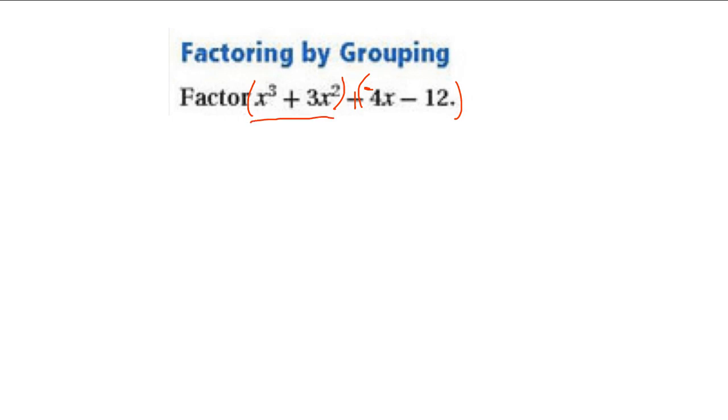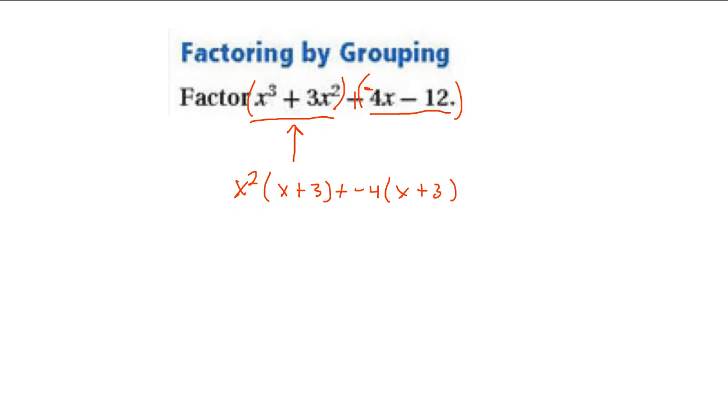So what's the greatest common factor in this first parenthesis? X squared. So I'm going to factor out an x squared. If I factor out an x squared, I'm left with x plus 3. What is the greatest common factor here? Negative 4. I'm going to go with the negative 4, and I'll tell you why. If I factor out a negative 4, I'm left with x plus 3. Why did I factor out a negative 4 and not a positive 4?